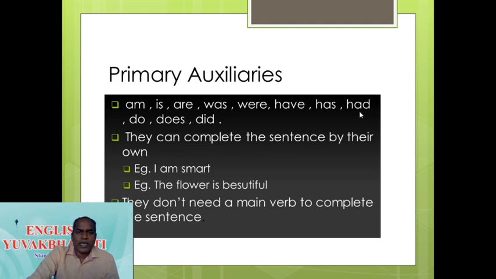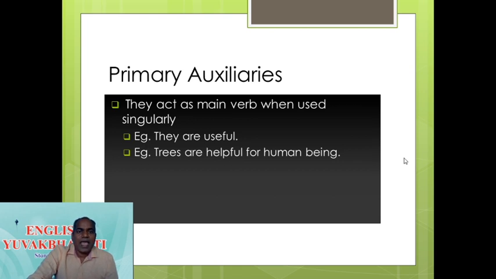In this way we can use the primary auxiliaries alone to complete the sentence. That's why they are called primary auxiliaries. They act as a main verb when used singularly. They are useful when used singularly; at that time they are playing the role of main verb. Here the main verb is not there, but we are getting the meaning of the sentence. That's why am, is, are, was, were, had, have, has, do, does, did are called primary auxiliaries. Trees are helpful for human beings.